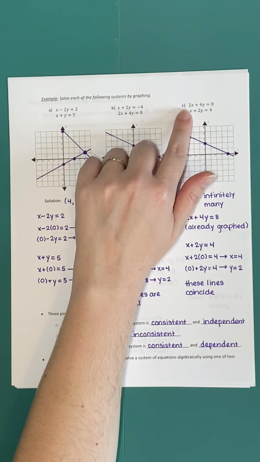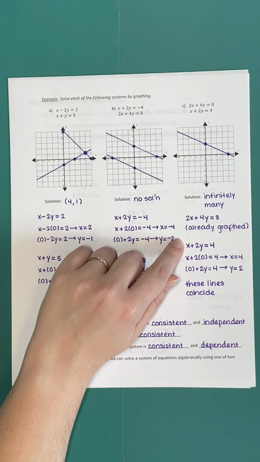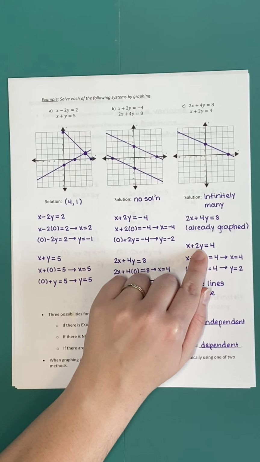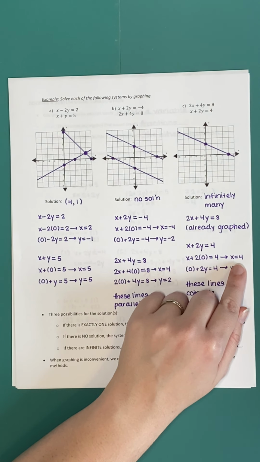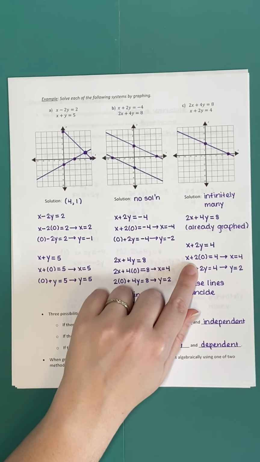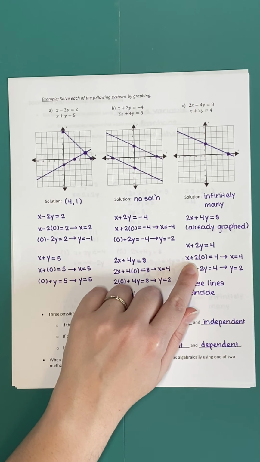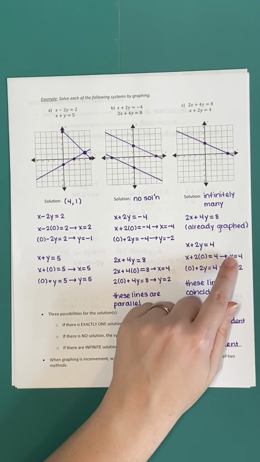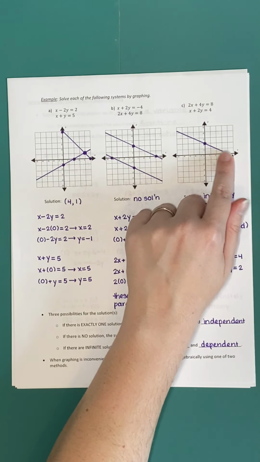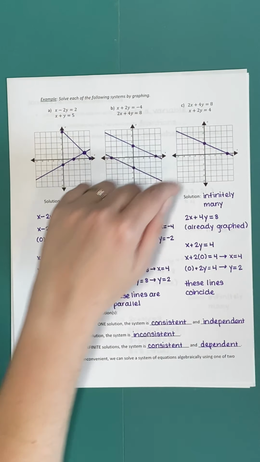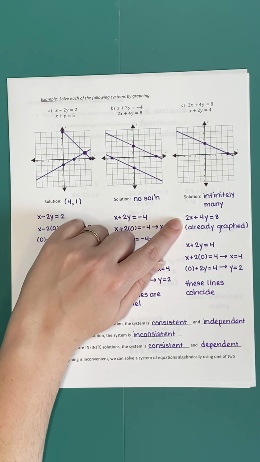So x plus 2y is equal to 4. For our x-intercept, we're going to let y be 0. That eliminates that second term, so we get x is equal to 4. And then for our y-intercept, we're going to let x be 0. So we have 2y is equal to 4, divide by 2, and we get y is equal to 2. Well, notice when I graph these two values, x equals 4 and y equals 2, they actually coincide with the intercepts we had for the first equation.